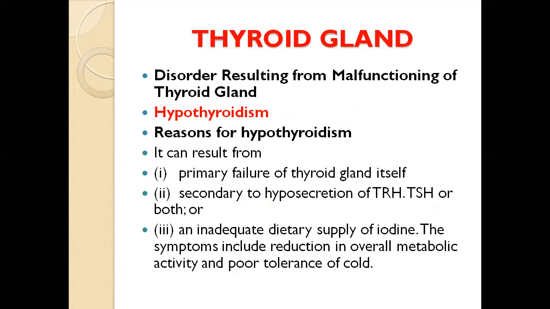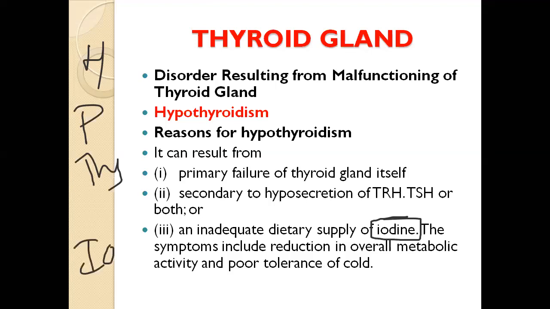Then an inadequate dietary supply of iodine, that is different. Everything is good: the hypothalamus is releasing TSH-RH, the pituitary gland is releasing TSH, and the thyroid gland is working much better. But if that person, through the diet, is not taking iodine, that leads to the thyroxine secretion getting reduced. So hyposecretion can be expected.